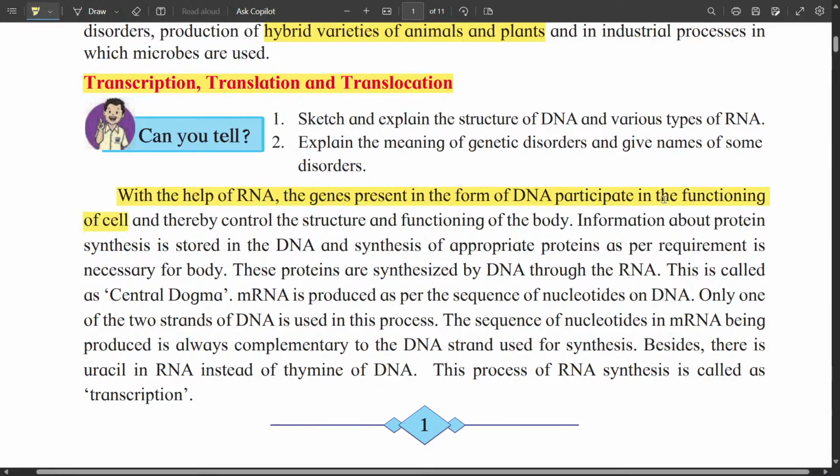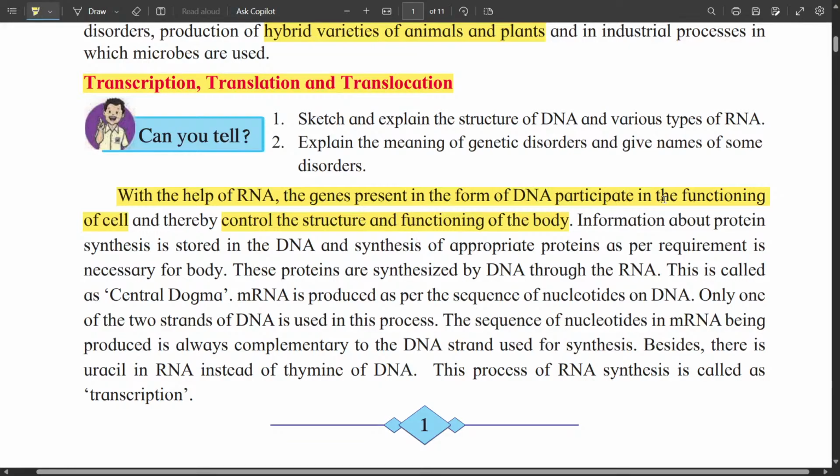So what do we mean by functioning of the cell? Functioning of the cell means the biochemical reactions taking place in the cell. And these biochemical reactions are responsible for the life of that cell and of that organism. So the control of structure and function of the body is done through this.